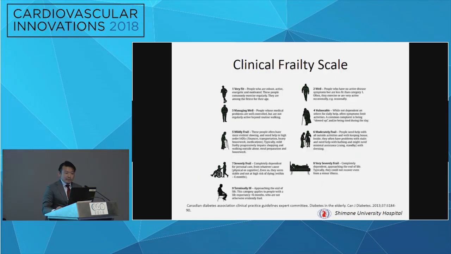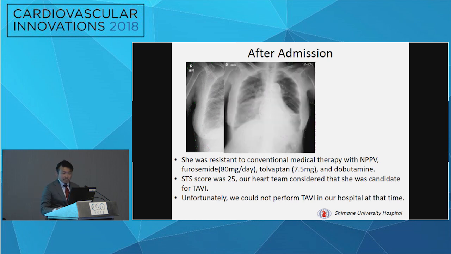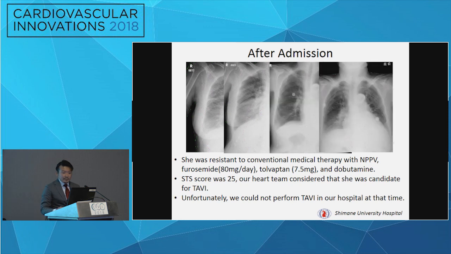This slide shows the clinical frailty scale. Her clinical frailty scale was 5, but due to heart failure, it was 6. After admission, she was resistant to conventional medical therapy with NPPV, furosemide, tolvaptan. Tolvaptan is an anti-vasopressin receptor drug, commercially available in Japan for heart failure. And dobutamine. Heart failure got better, but easily worsened without any exertion.